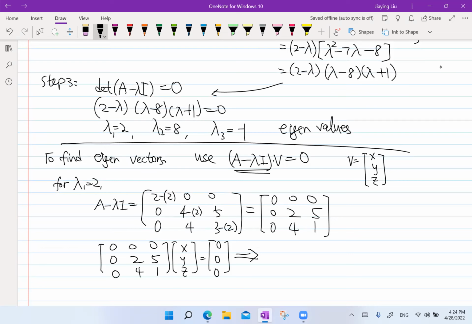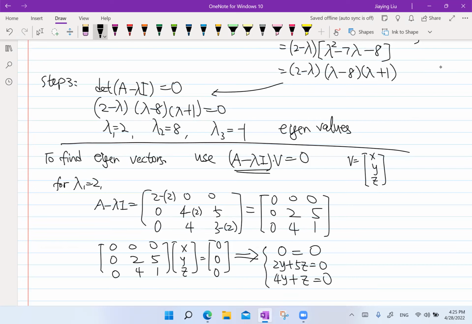There are other ways to find x, y, z, but for now, I think it's easier if we just use a system of equations. So we get 0x, 0y, 0z, that's 0 equals 0. From the second line, we get 0x, 2y plus 5z equals 0. Then from the last line, we get 4y plus z equals 0.